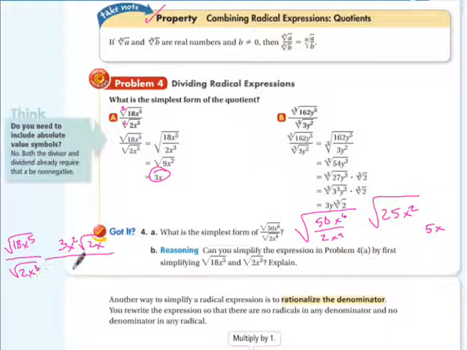Here, I can take the square root of x squared, and x comes out, and 2x is underneath the radical here. Then this divides out with that, this divides out with that, and all I'm left with is 3x. It's a little bit more complicated to do it that way rather than combine it and do it all at once.